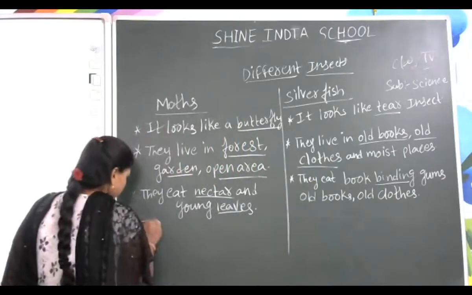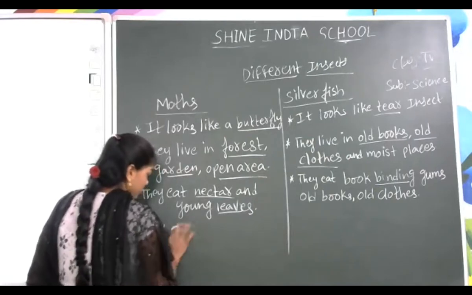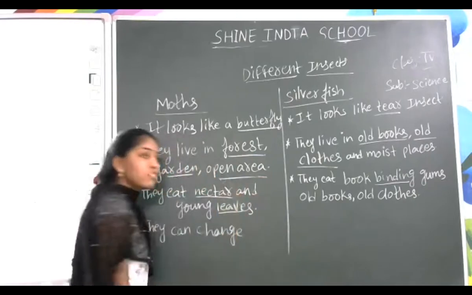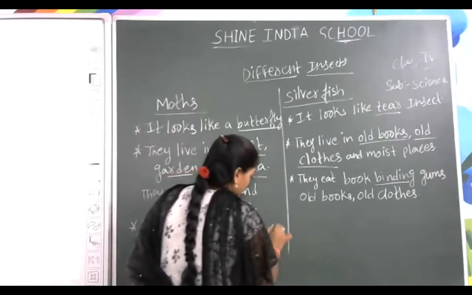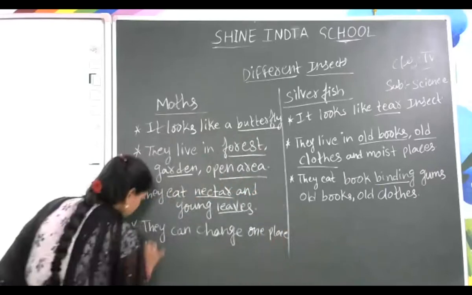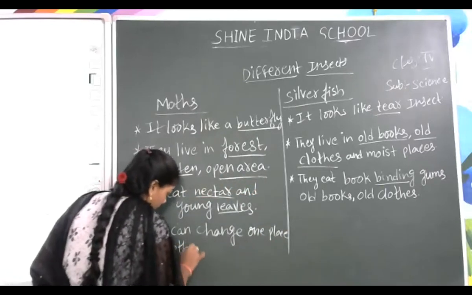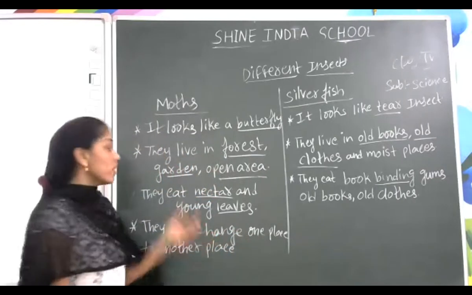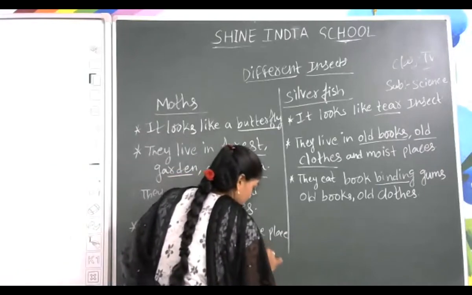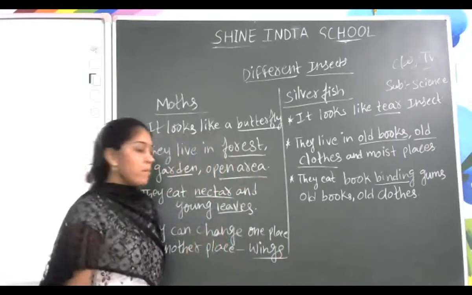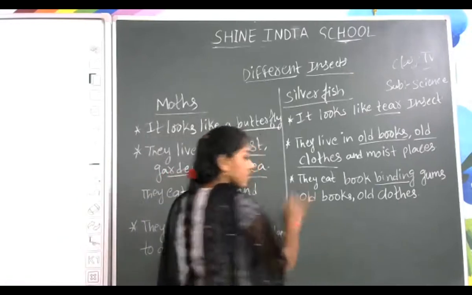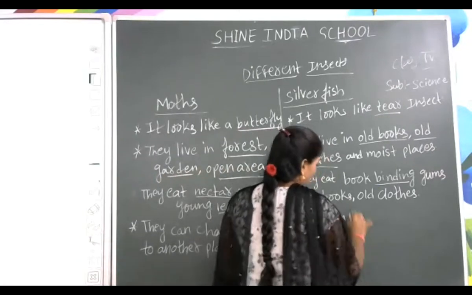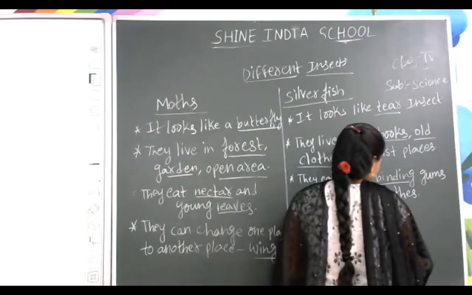And next, they can change from one place to another place. Means they can move from one place to another place. How are they going to move? With the help of wings. They can move with the help of wings. And what about here? They can walk with legs.